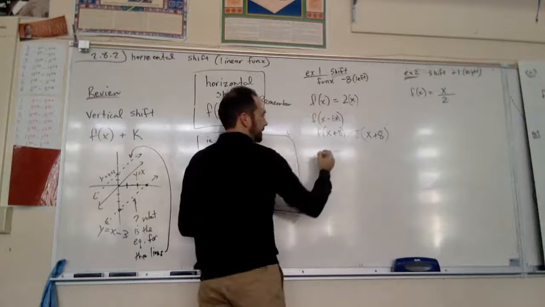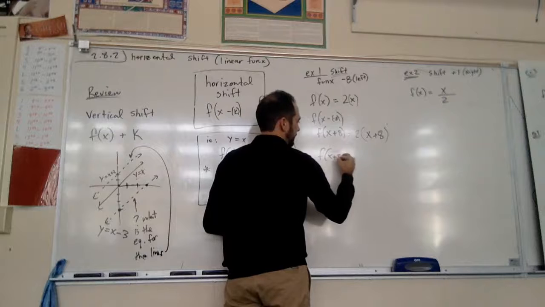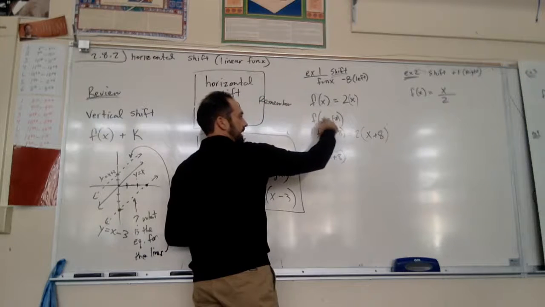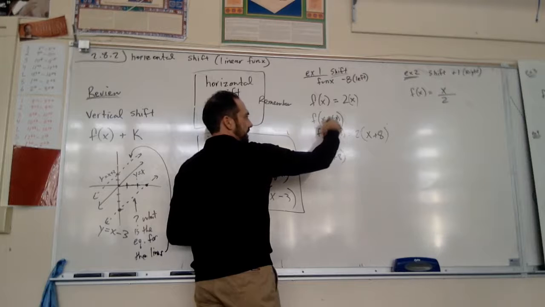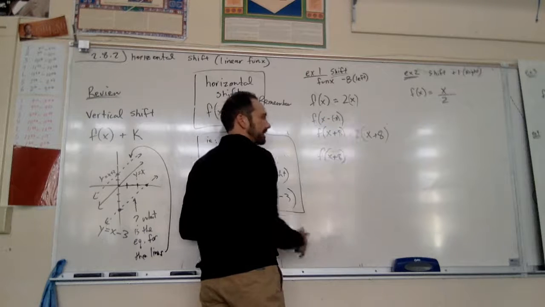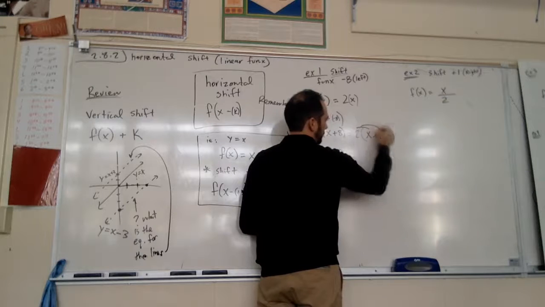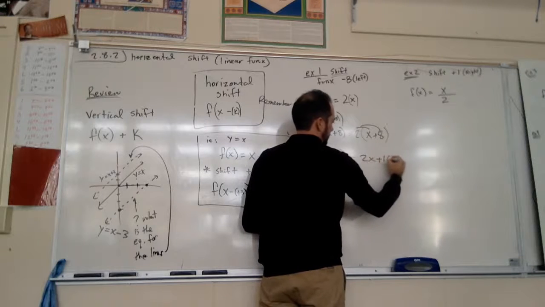The left side of the function does not change. It just tells us what we did. This was a shift -8. It's always x minus h. So since it's x minus -8, it becomes the plus 8, but that's just working it out. Over here, I'm going to go ahead and distribute, 2x plus 16, and that's our answer.